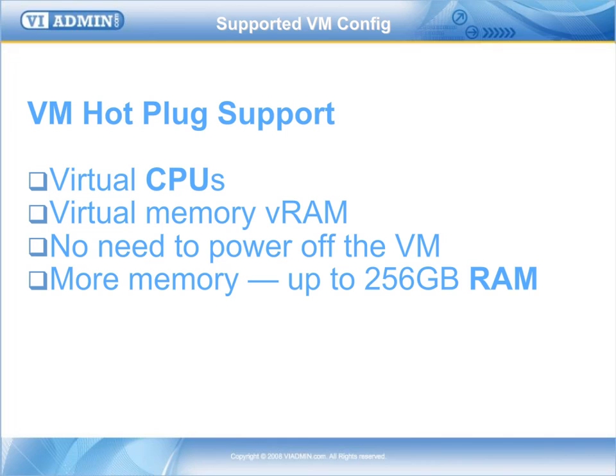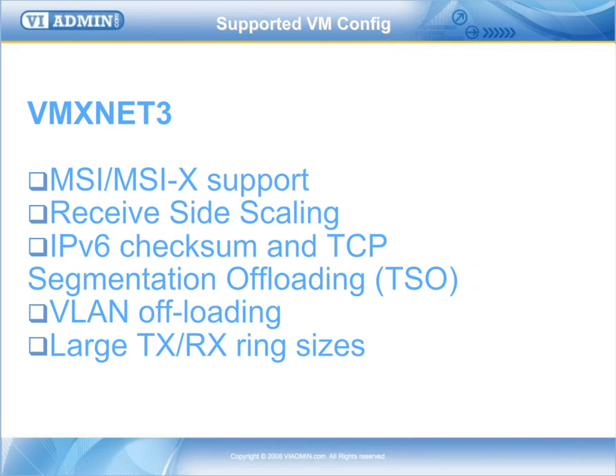Also, we have the option to assign more memory. Up to 256 gigabytes of RAM can be assigned to a virtual machine now. Third generation para-virtualized NIC is part of the new hardware. It's called VMXNET 3 with new features like MSI/MSI-X support, receive side scaling, IPv6 checksum and TCP segmentation offloading, TSO, over IPv6, VLAN offloading, large TX/RX ring sizes.